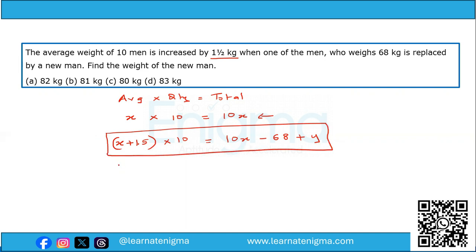Now let's solve this. This becomes 10x plus 150 is equal to 10x minus 68 plus y. Now this won't be 150, this was 1.5, right? So therefore, this will be 15, not 150. So 10x will get cancelled out. So therefore, if we solve this, we get y is equal to 68 plus 15, that is 83. So that will be our answer, option D.